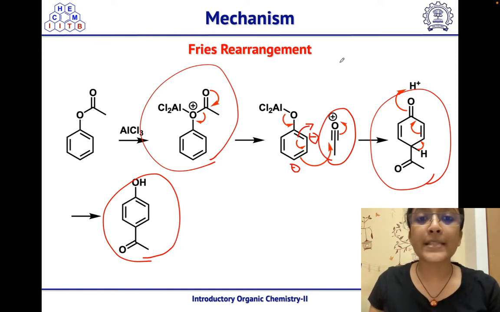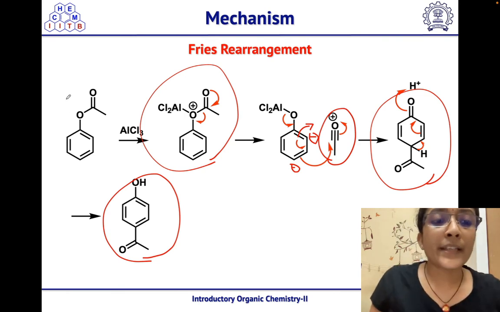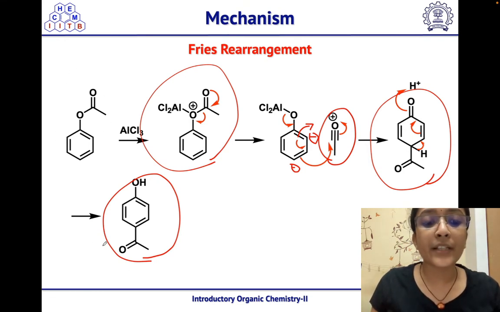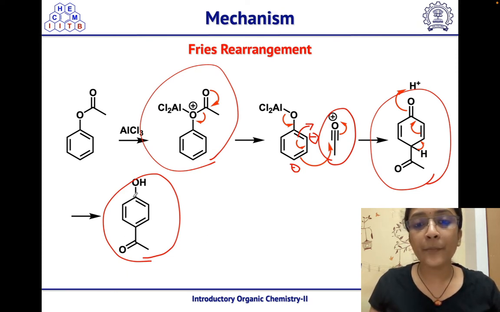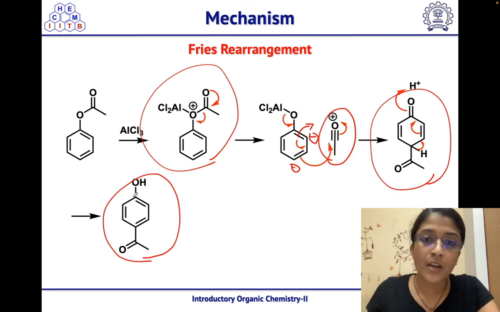So this is the mechanism for Fries rearrangement. A phenolic ester is converted into a hydroxyaryl ketone like this. This reaction takes place in the presence of a Lewis acid like AlCl3. This is also similar to the Friedel-Crafts reaction, but here we have a phenolic ester, and it will be converted into a hydroxyaryl ketone like this. Any doubt regarding the mechanism? No, okay.